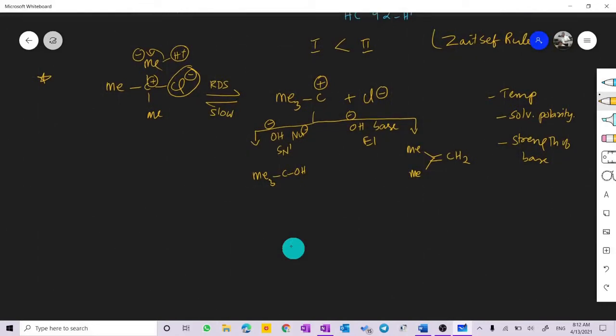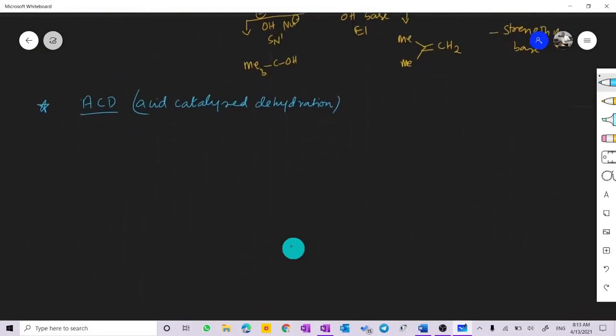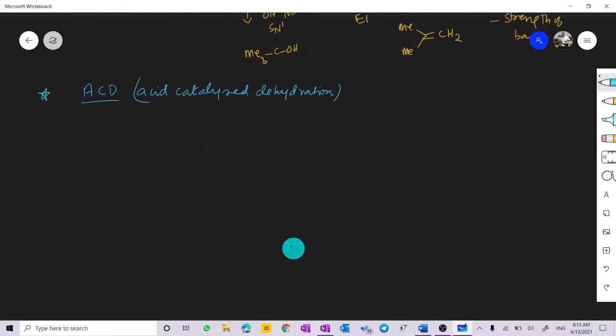Okay, so now if you take a specific example, dehydration of alcohols, we have the acid catalyzed dehydration, ACD, by say sulfuric acid. We know that sulfuric acid is a good dehydrating agent. Suppose you take the tertiary butanol, Me3C-OH.